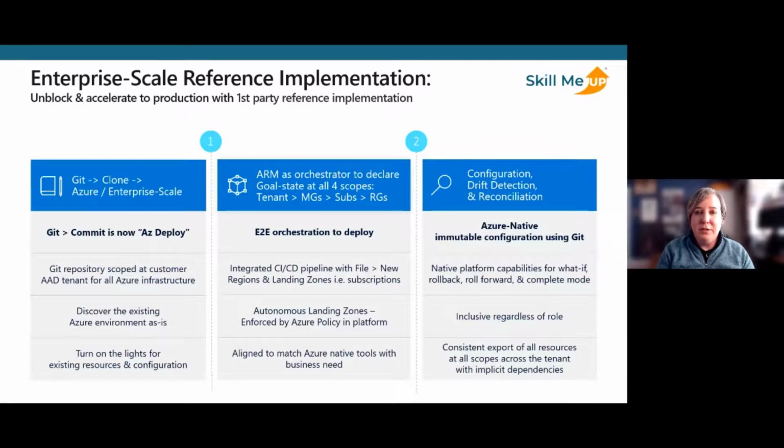It builds up that muscle. It makes you feel less anxious when you're looking at lines of code. So, the way in which this whole repo is put together, there's a lot of great documentation. There's a README that guides you through the mix, as well as prescriptive guidance throughout the repo. And then this helps you build out that consistent export of all resources at all scopes across the tenant with implicit dependencies as well.